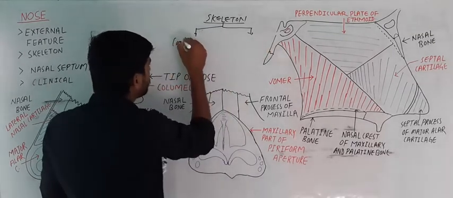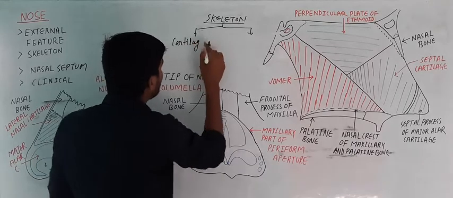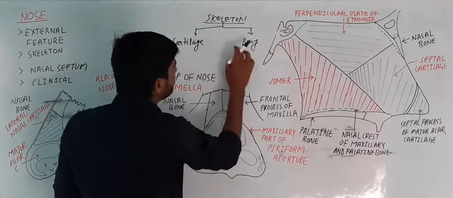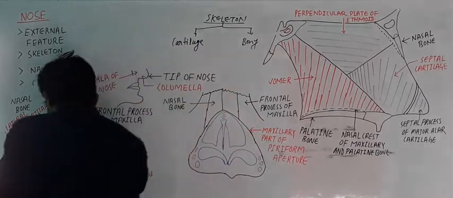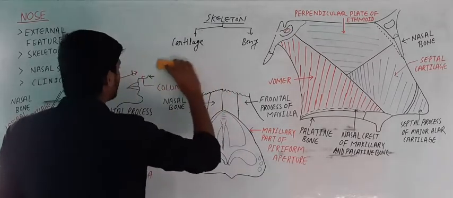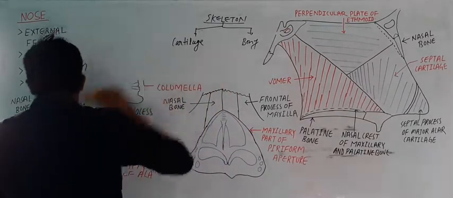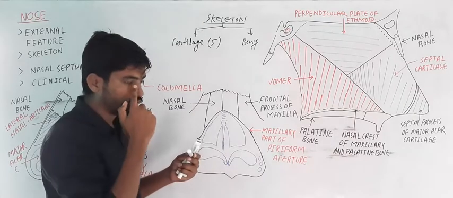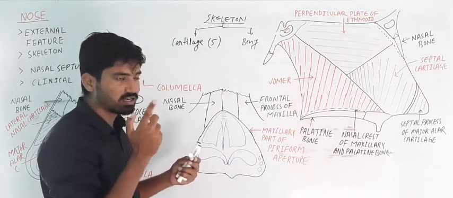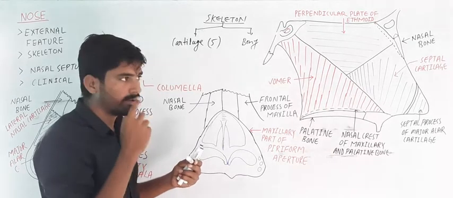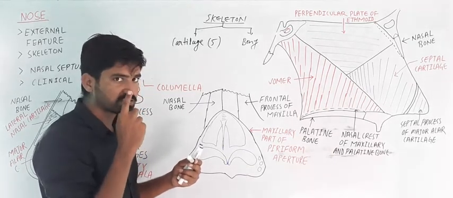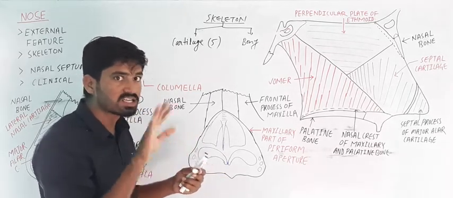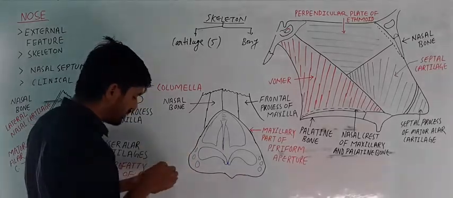It's formed by the cartilage part and the bony part. So how many cartilages are there in the nose? The answer is 5 cartilages. Total 5 cartilages. See here, this is the nose. From here, 2 lateral cartilages, one is this, second is this. Third is the alar cartilage, both sides. So 4, and one is the nasal septum, which has one cartilage called the septal cartilage. So total 5 cartilages.